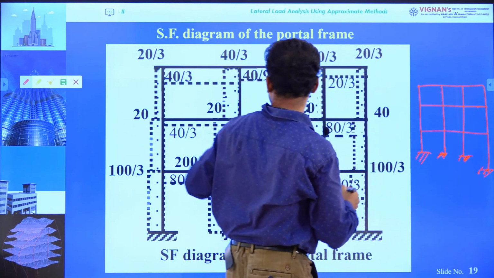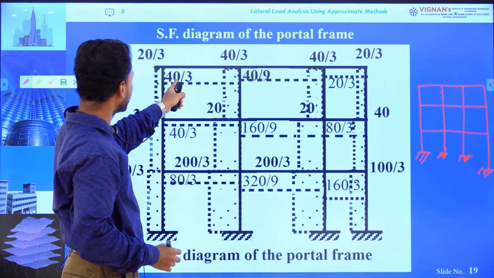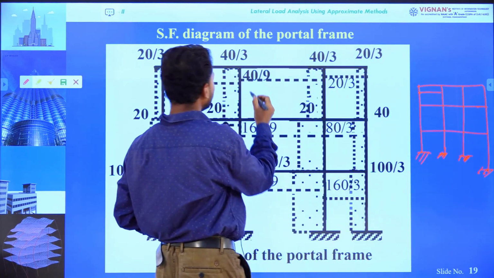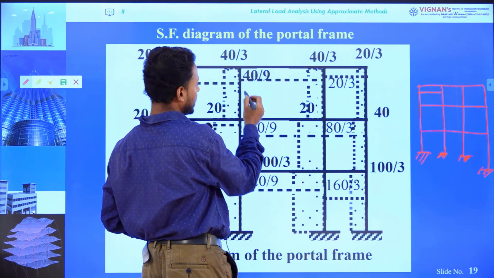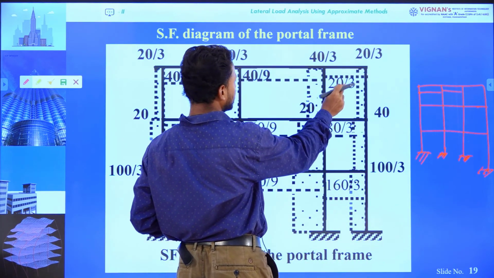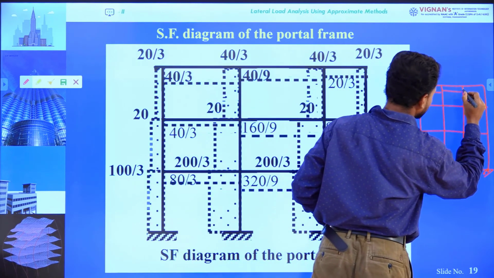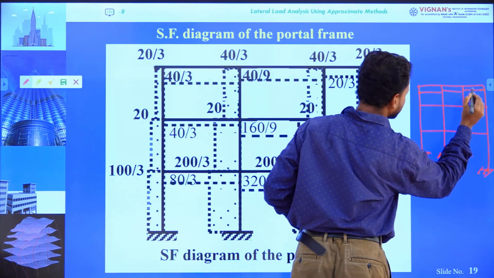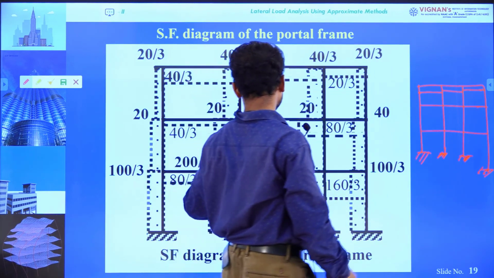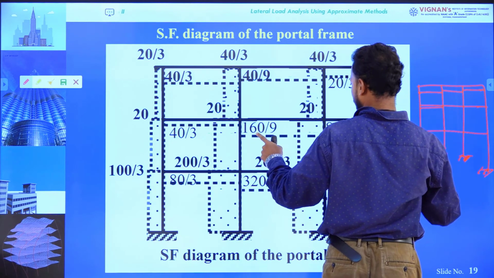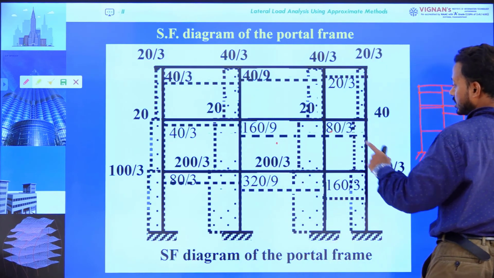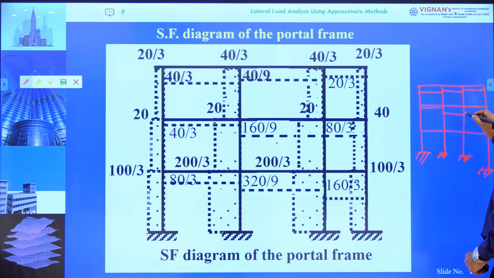Suppose the shear in this beam is 40/3, so you draw 40/3. In this beam it is 40/9, so it will be a little bit lesser. In this one it is 20/3, also a little bit lesser, so you draw 20/3. Here also 40 by 3, so I will draw 40 by 3. 160 by 9, so I will draw 160 by 9. This is 80 by 3, so I will draw 80 by 3.